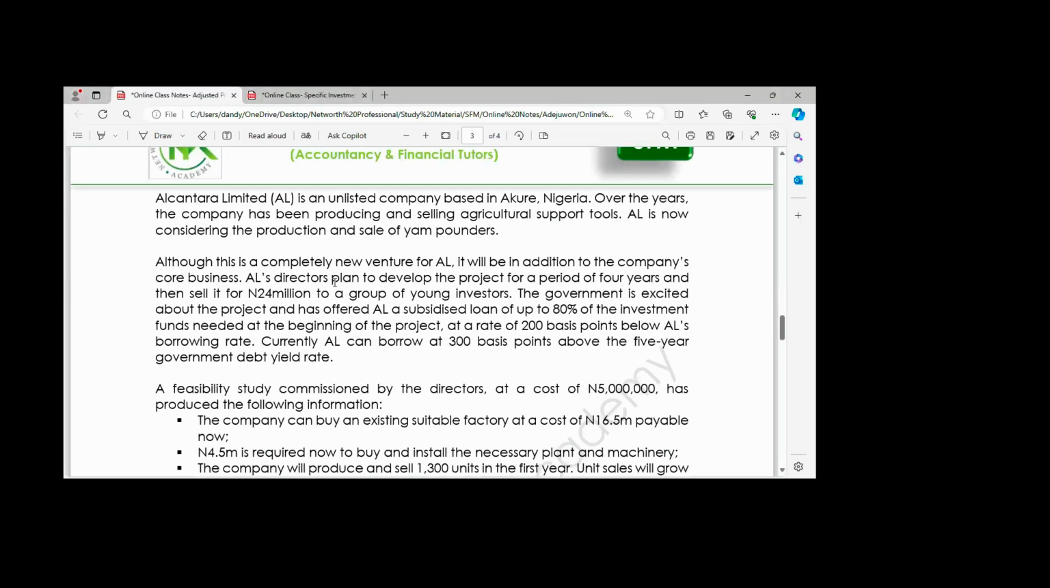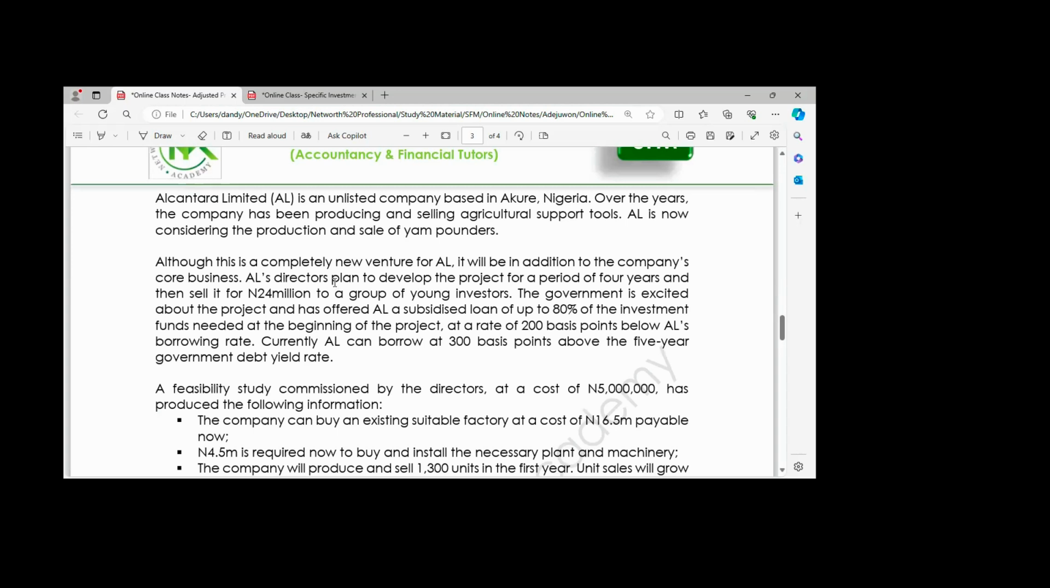Yes, Alcantara Limited is an unlisted company based in Akure, Nigeria. Over the years, the company has been producing and selling agricultural support tools. AHEL is now considering the production and sale of yam pandas. Although this is a completely new venture for AHEL, it will be in addition to the company's core business. AHEL's director plans to develop the project for a period of 4 years and then sell it for 24 million naira to a group of young investors. The government is excited about the project and has offered AHEL a subsidized loan of up to 80% of the funds required at the beginning of the project at a rate of 200 basis points below its borrowing rates.